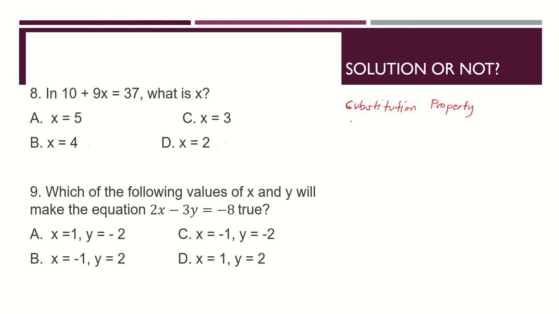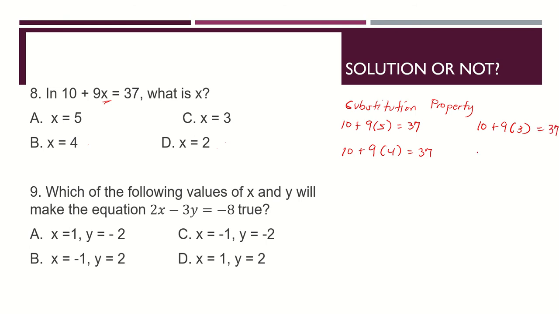Ginawa na rin natin siya sa evaluating polynomials, no? So when we substitute, we replace the variable with its equivalent. So kung halimbawa, 10 plus 9x equals 37 and sabi x equals 5. So we check if 10 plus 9 times 5 will be equal to 37. Or 10 plus 9 times 4 will be equal to 37. Kung ano yung magiging swak, pwede mong gamitan ng substitution property yan. Then, pwede rin 10 plus 9 times 3. Based sa choices, 5, 4, 3, and 2.